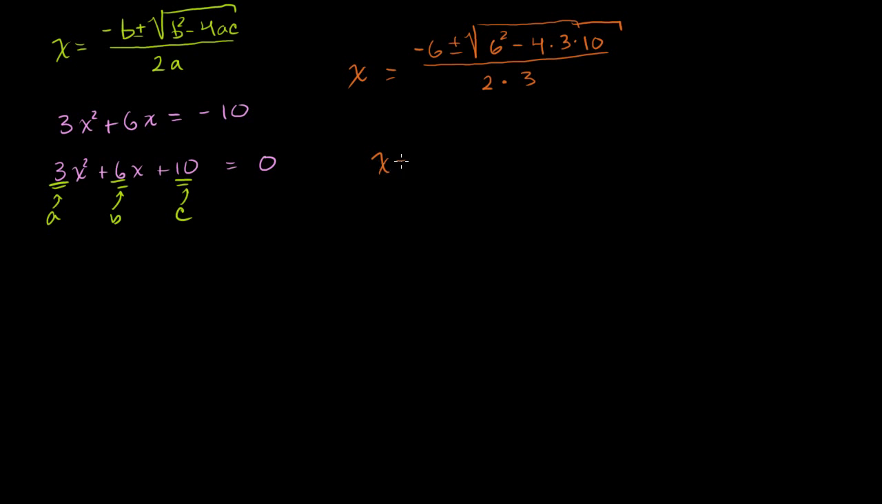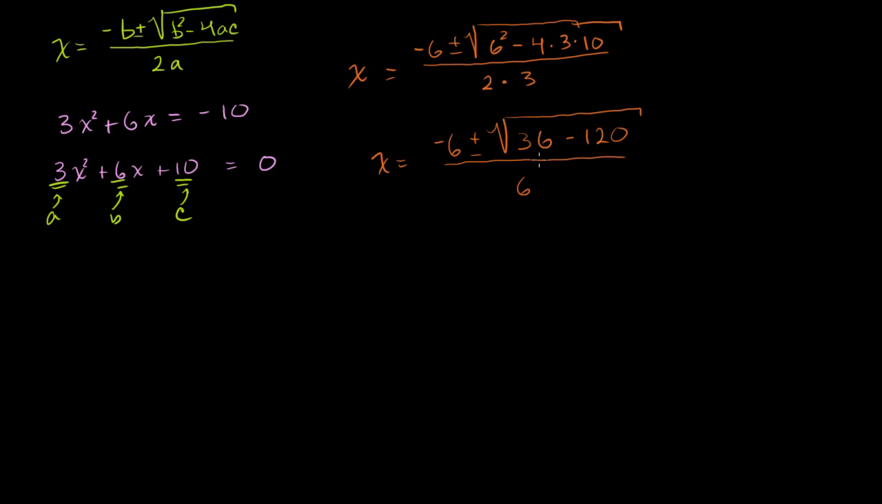So we get x is equal to negative 6 plus or minus the square root of 36 minus, this is interesting, minus 4 times 3 times 10. So this is minus, let me make sure. Yeah, 4 times 3 times 10. So this is minus 120. All of that over 6.